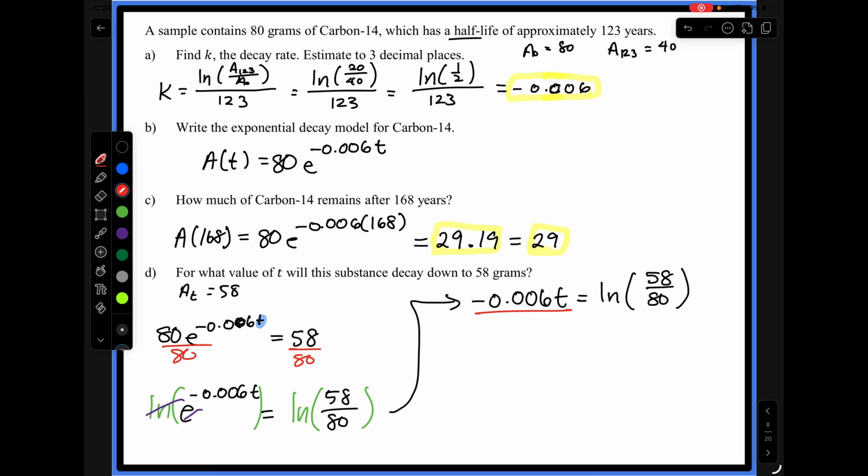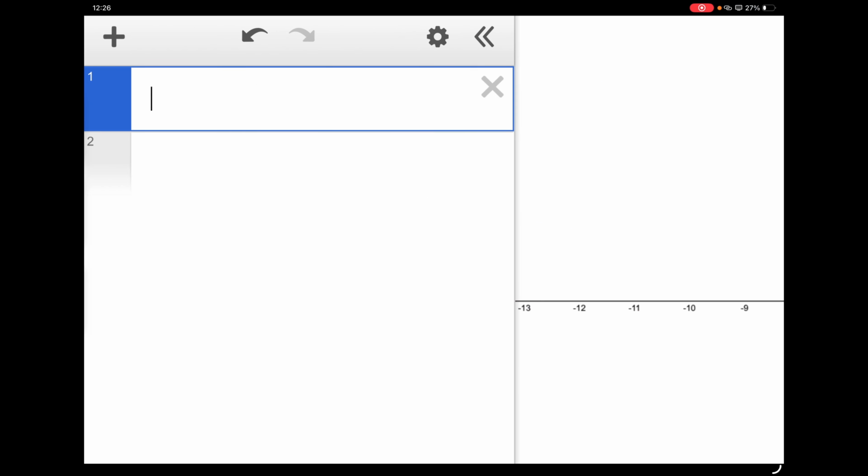Then dividing by negative 0.006, we get our answer: T equals the natural log of 58 over 80 divided by negative 0.006. Now the only thing left to do is type in the decimal.